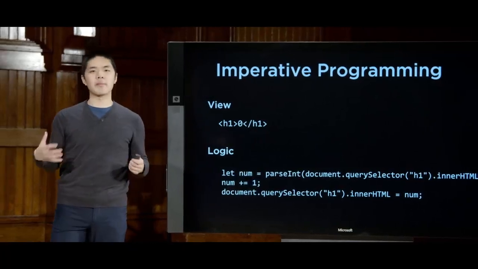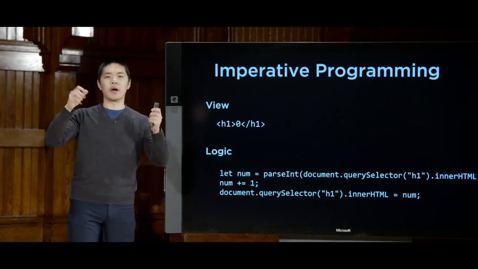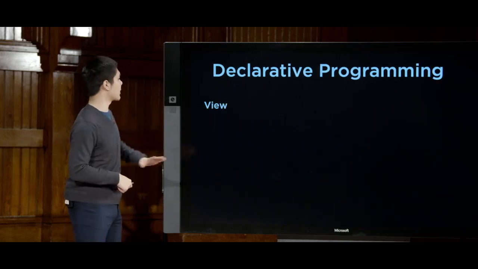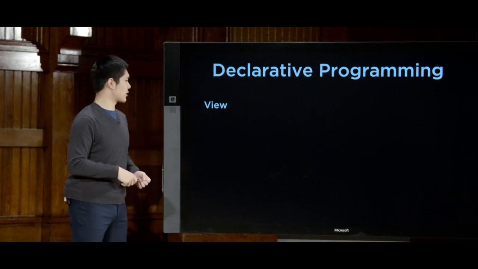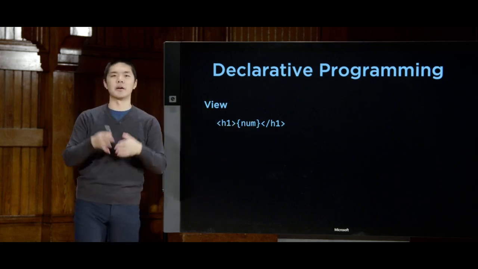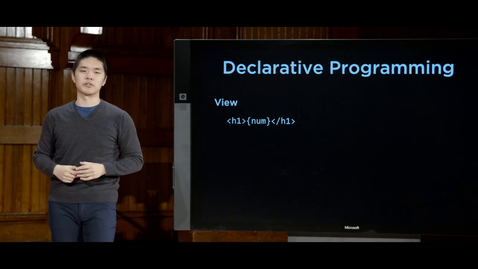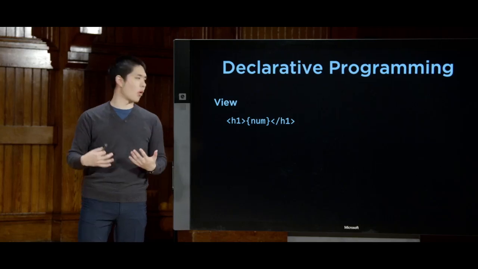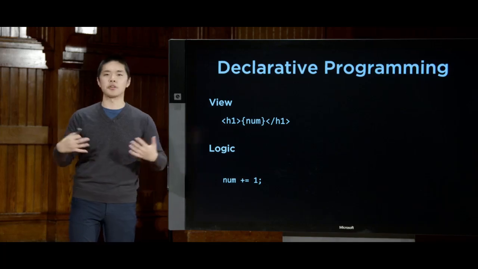What declarative programming is going to allow us to do is just describe what state should be displayed on the page in what form. In declarative programming, in our view, like the HTML-like code that we're going to be writing, we're just going to say something like h1 and then in curly braces num to mean like fill in the number here. And this is what the React syntax is going to look like. And then the logic code, if we want to increment that number by 1, is we just need to say num plus equals 1. Add 1 to the number.